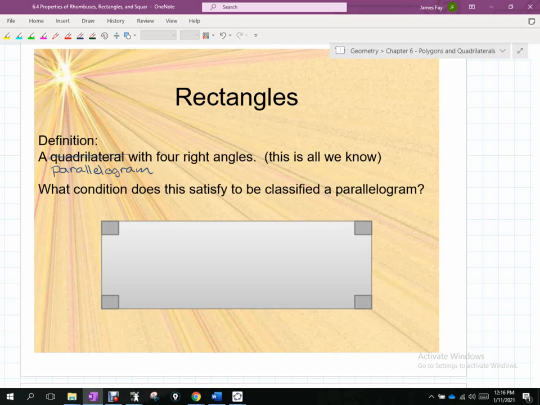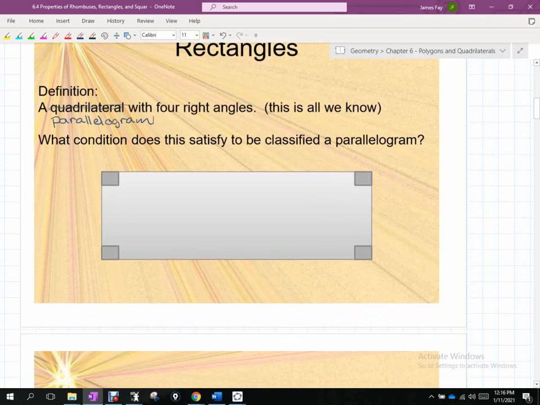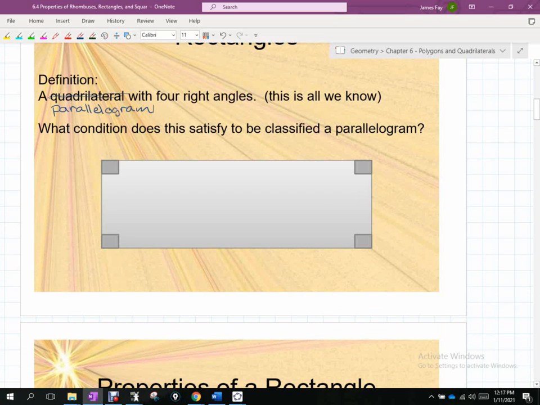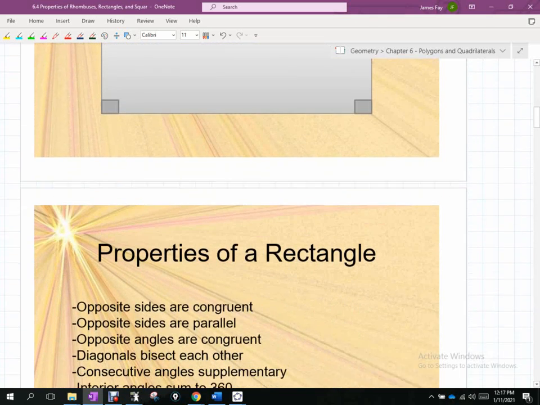Does that say anything about side lengths in the definition? No. It says not a thing about side lengths. So the only condition I need to make a rectangle is 4 right angles. And what condition does this satisfy to be classified a parallelogram? It's the idea that opposite angles are congruent. So here are some properties of a rectangle.